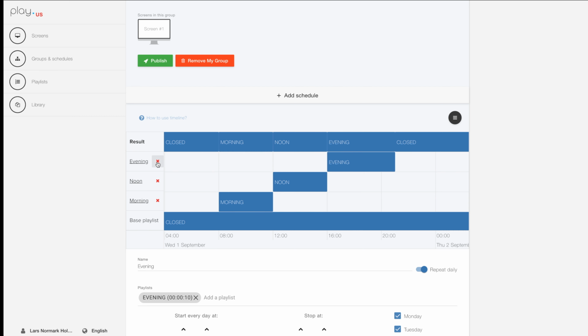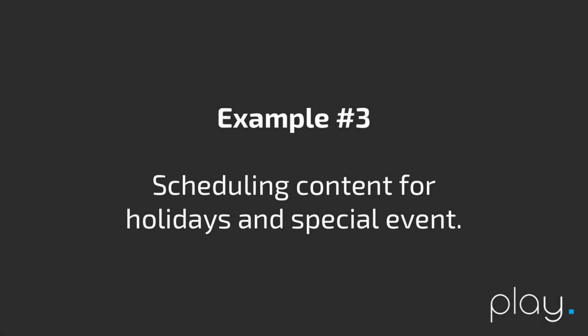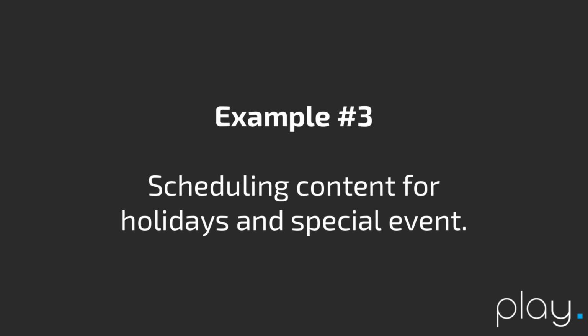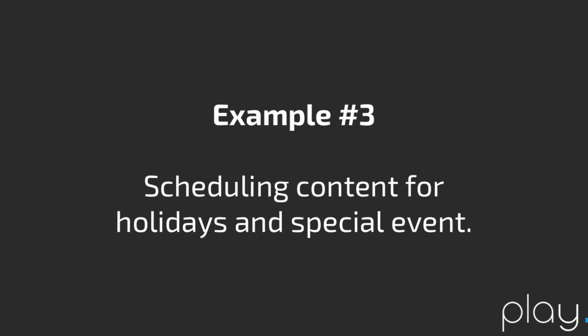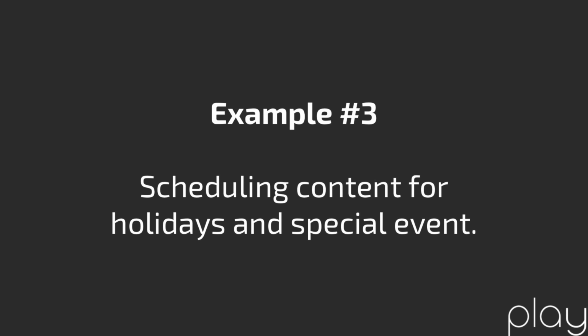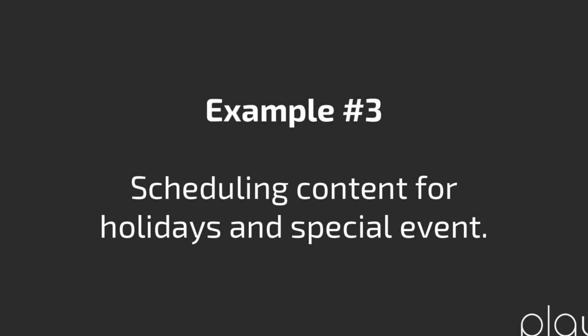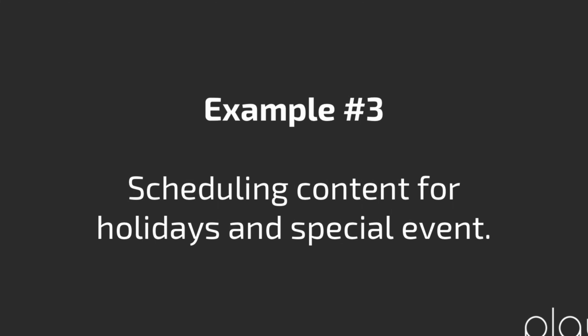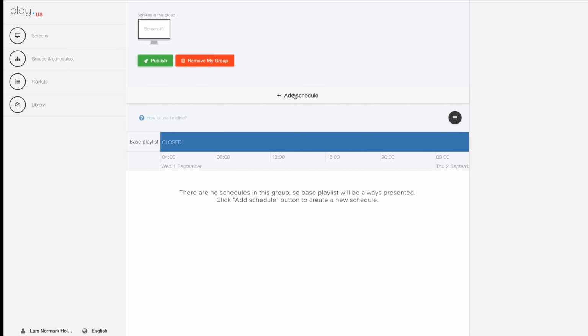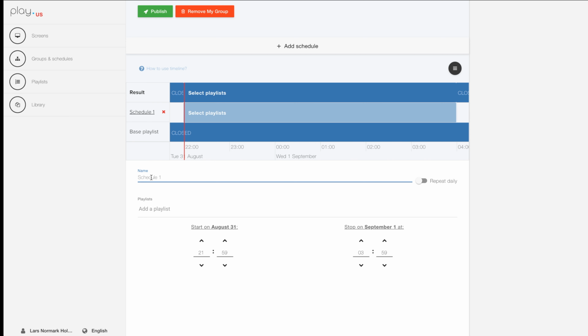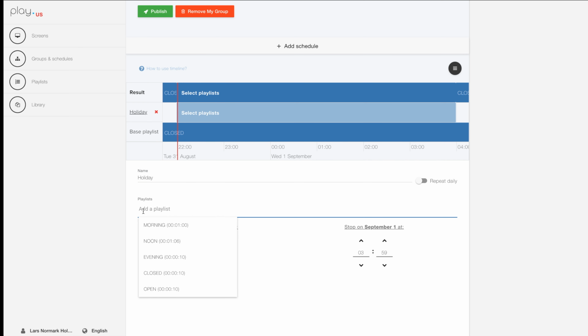So the last example, I'm just going to reset all of this. The last example I want to show you is a schedule based on a date. This could, for example, be for holidays or special events, whatever requires a date, one day, or a date range, multiple days. So I will add a schedule, and let's call this schedule holiday. We're not toggling on repeat daily. We are going to find and choose our holiday playlist.